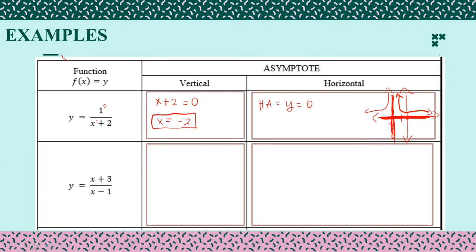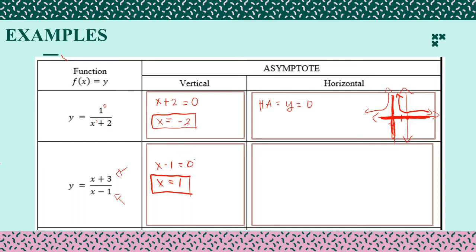Okay? Next example: x plus 3 all over x minus 1. Identify if the given is factorable. The numerator is not factorable, the denominator is not factorable. Then we can get the vertical asymptote already. The vertical asymptote is the zeros of the denominator, which is x minus 1 equal to 0. Then we transpose, x is equal to positive 1. So the vertical asymptote is x is equal to positive 1.